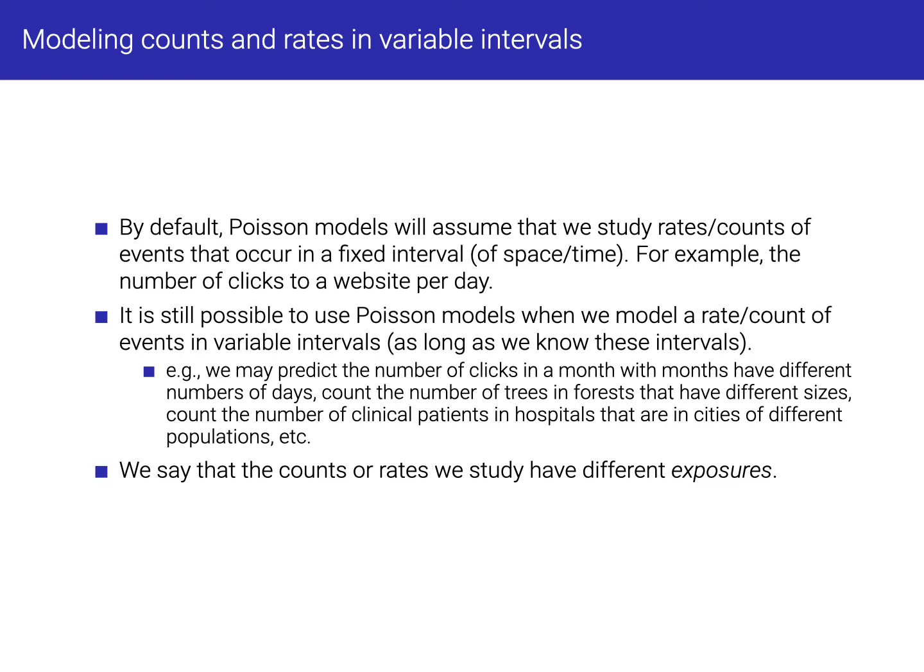Another example, we could count the number of trees in forests that have different sizes. So same thing, we could count the rate of trees, even though we might have forests that have different sizes. Again, that information, that interval, the size of the forest here, can be provided. We can also count the number of clinical patients in hospitals that are in cities of different populations. So if we have more people in a city, then we might expect more clinical patients. So what we could do is control for that by including that as the interval here.